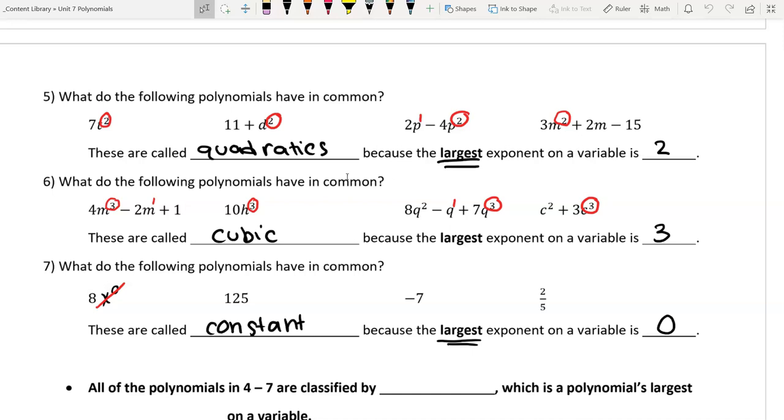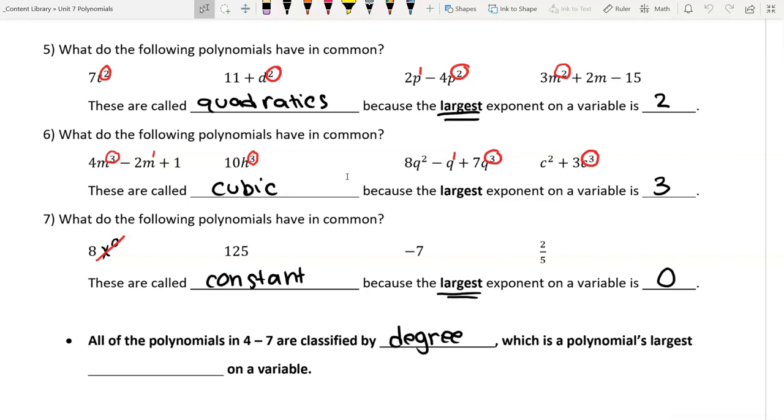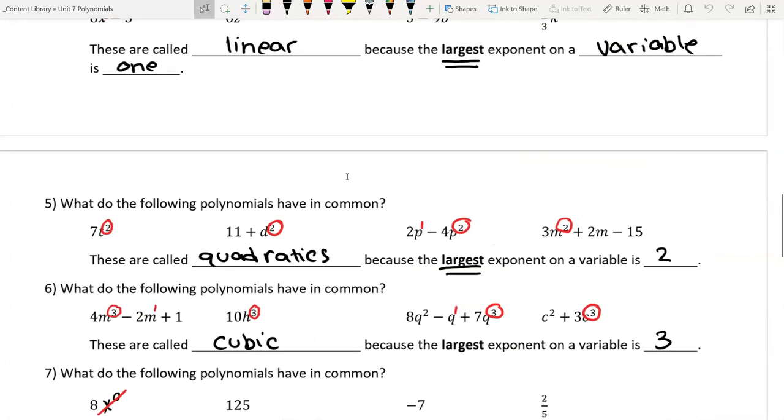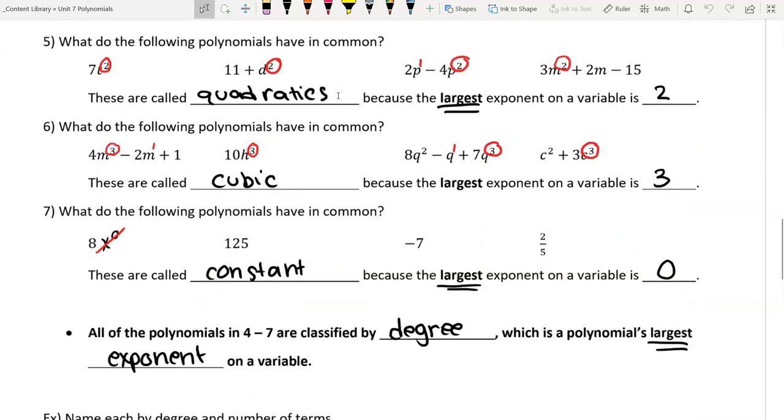Cool? So just to talk about all of this, the 4 we just did are classified by, this is the word I've been throwing at you, degree, which is the polynomial's largest exponent. You search in the polynomial for the largest exponent, and that is your degree. So we have quadratic, which is 2, cubic, which is 3, and constant, which is 0. But we can't forget about the one on the last page, linear, which is 1. So if you just have x, z, b, and there's no number on that.